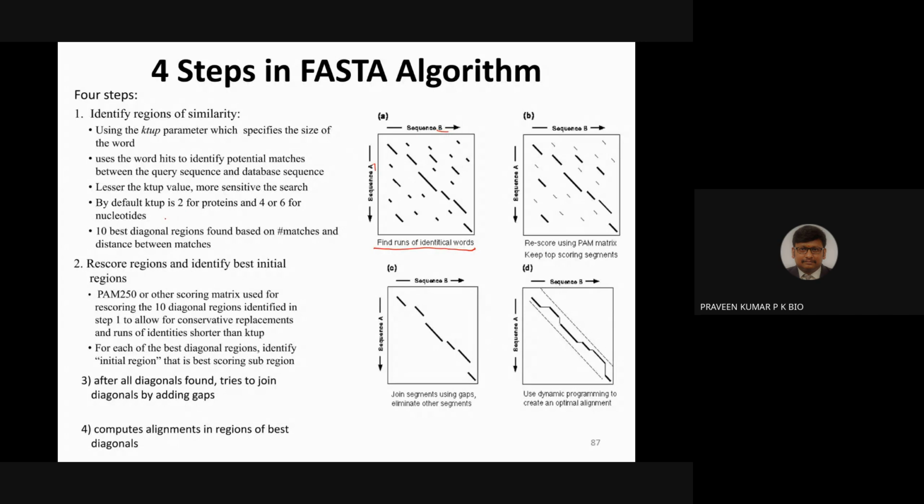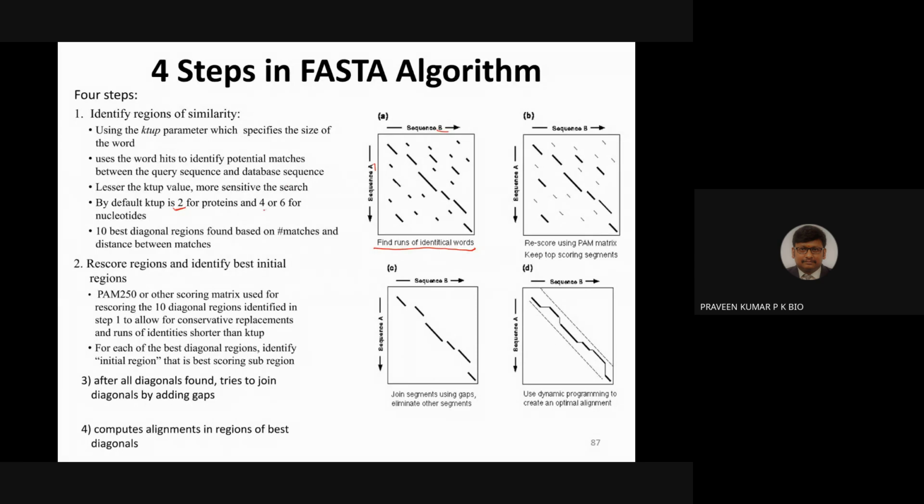By default, in BLAST, I told you the word length we take is 3. But in FASTA, instead of word length, we call this the k-tuple length. And here you can find that the k-tuple length for protein is taken as 2 by default.